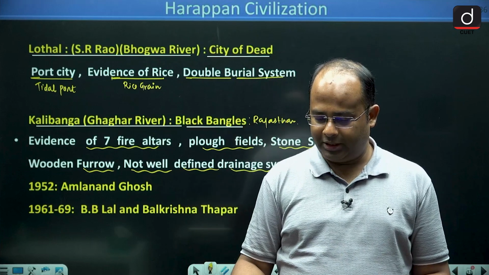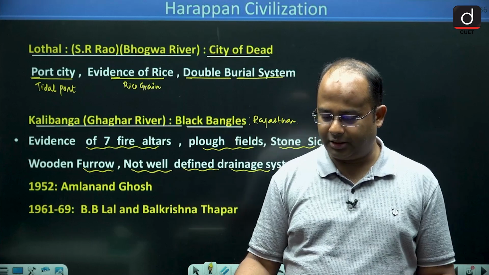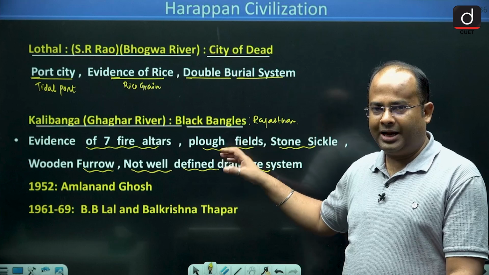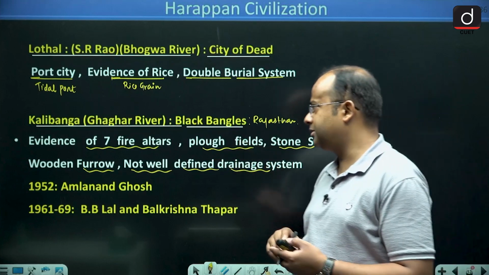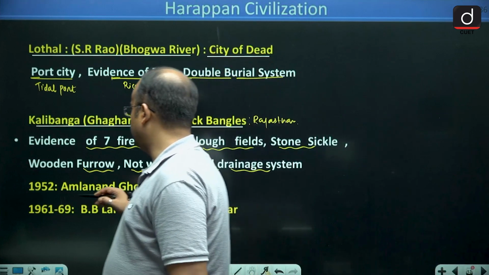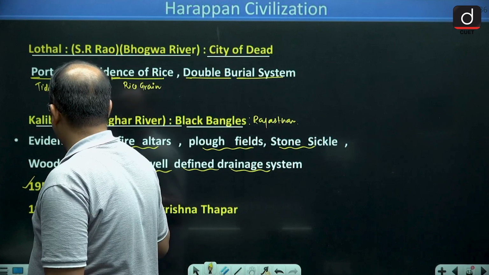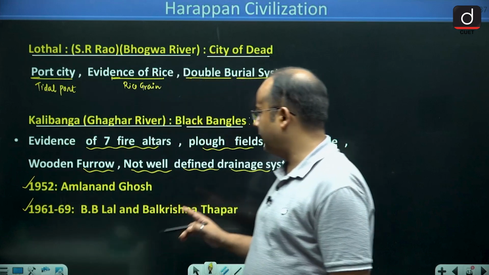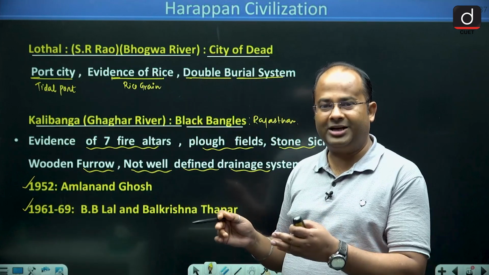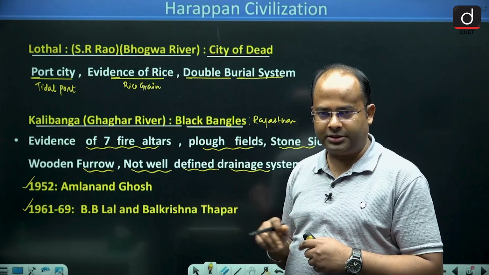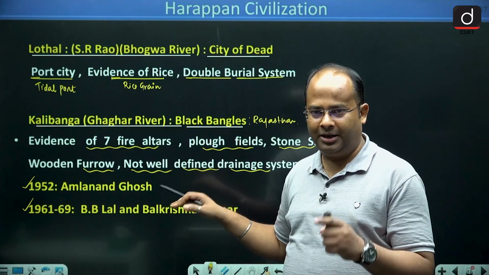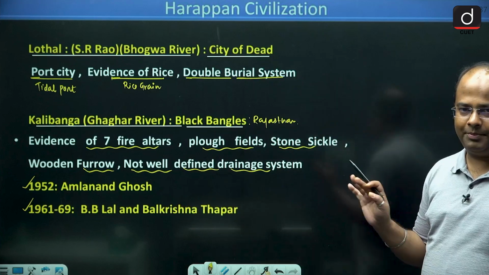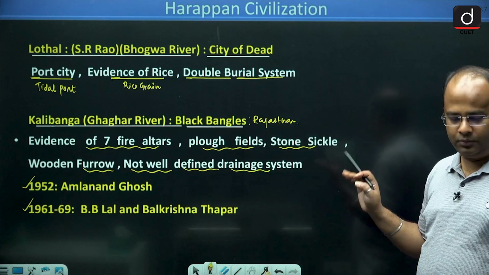So we have found the evidence of water logging, through which we can conclude that this place has not defined a proper water system. Now in 1952, Amlanand Ghosh discovered this place, and from 1961 to 69, B.B. Lal and Balkrishna Thapar continued the excavation to find more things. I hope it is clear to all of you.